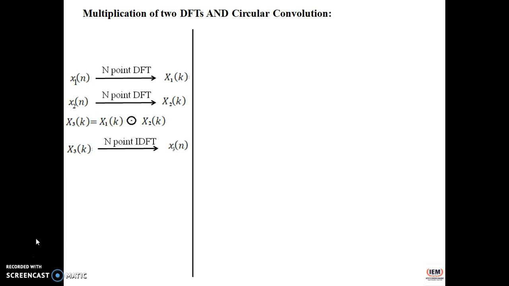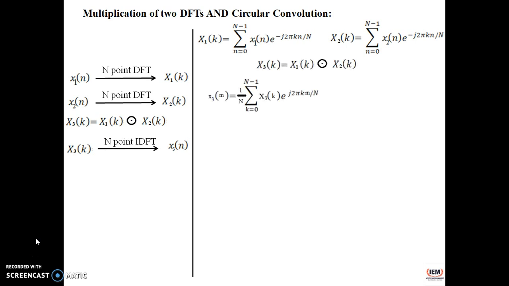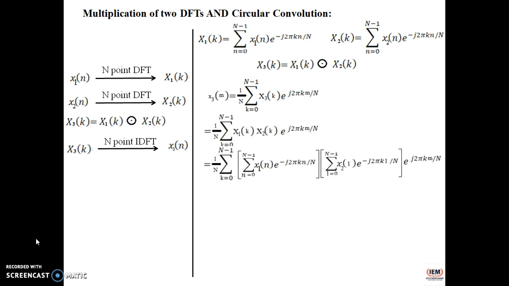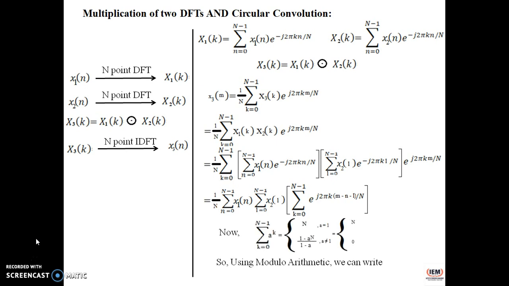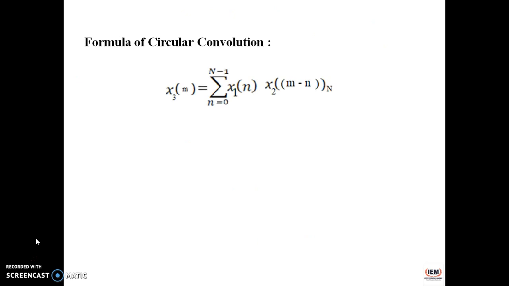If we elaborate the DFT equation separately and then multiply the components and apply modulo arithmetic, finally we get small x3[m] equals summation n from 0 to capital N minus 1 of x1[n] x2[((m minus n)) modulo N]. So this is the formula of circular convolution. The double bracket symbol represents mod.